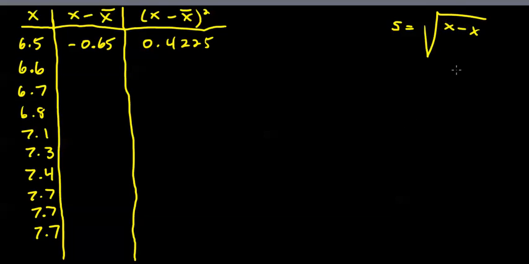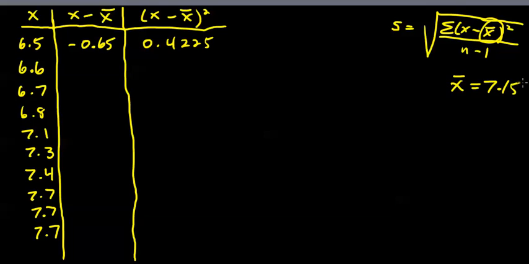Hang on a minute, forgot summation. So S is the square root of the summation of x minus x bar squared divided by little n minus 1. And of course, the first thing we need for this formula is the sample mean. Well, we've already computed that earlier in the class, and we found the sample mean for this Jefferson Valley Bank was 7.15 minutes, right? So what we need is the sum of this third column.